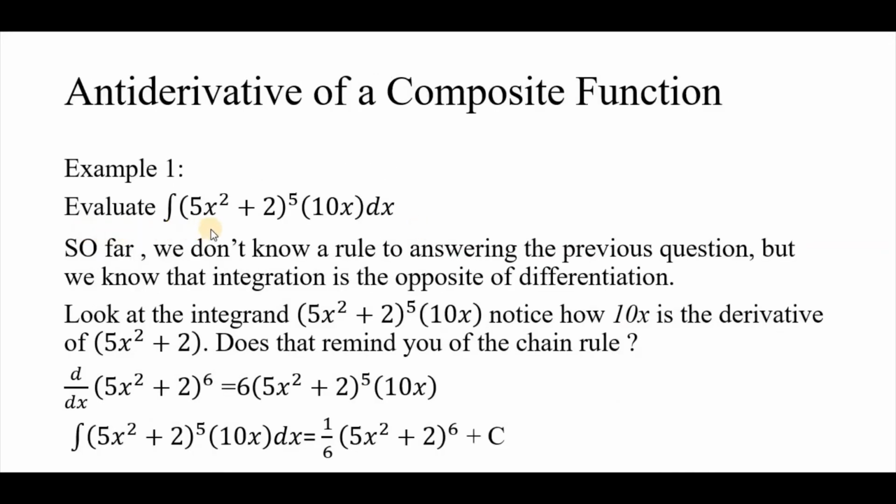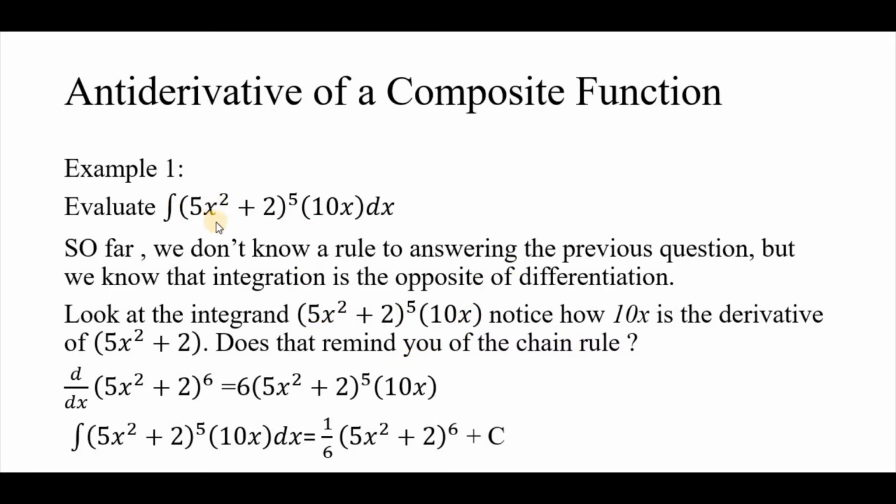If you look at the integrand, (5x squared plus 2) to the fifth times 10x, this is basically the chain rule, because I have the derivative of what's inside the parentheses outside, which is 10x here. So this is basically the chain rule.